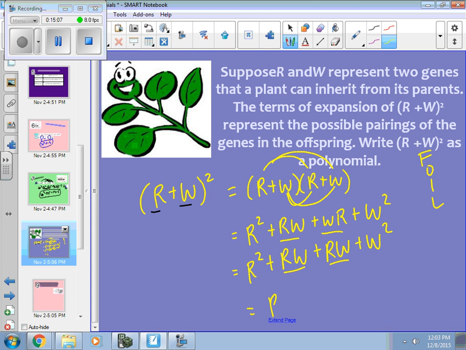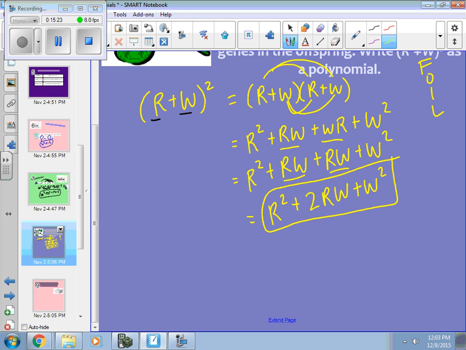So the polynomial would be R squared. If we add these up, 2 RWs plus W squared. That would be the polynomial. So that would be the different possible gene pairings. If this was like dominant and recessive traits, one of these would be the 2 recessive, 2 dominant, or there's 2 chances where you could get one of each.